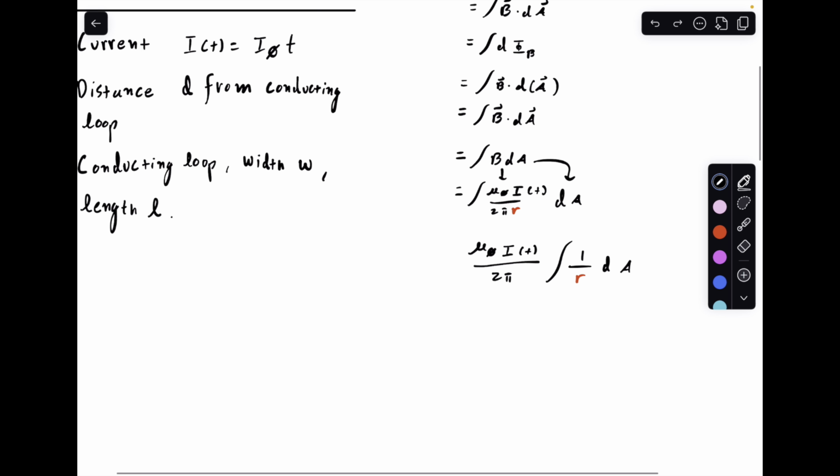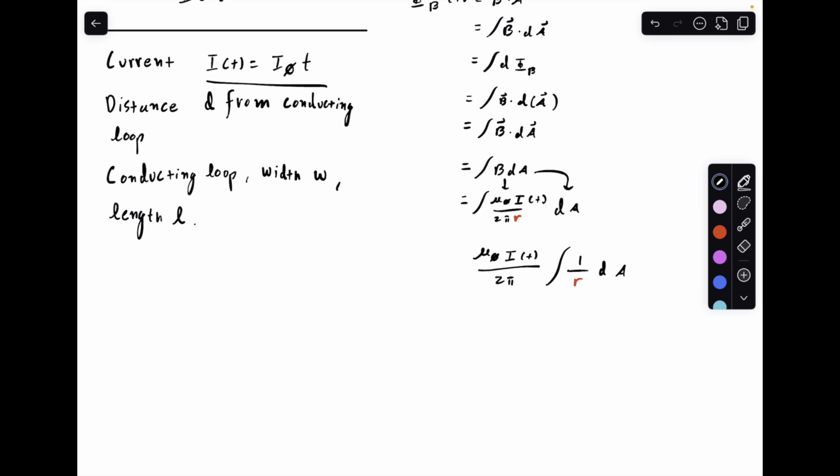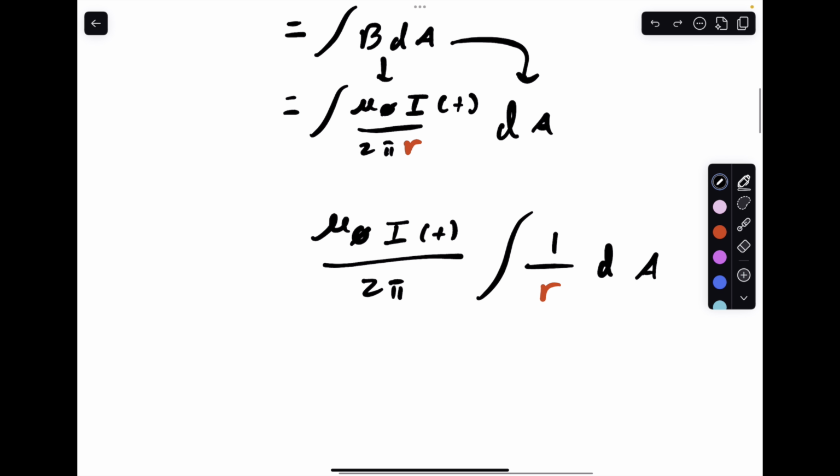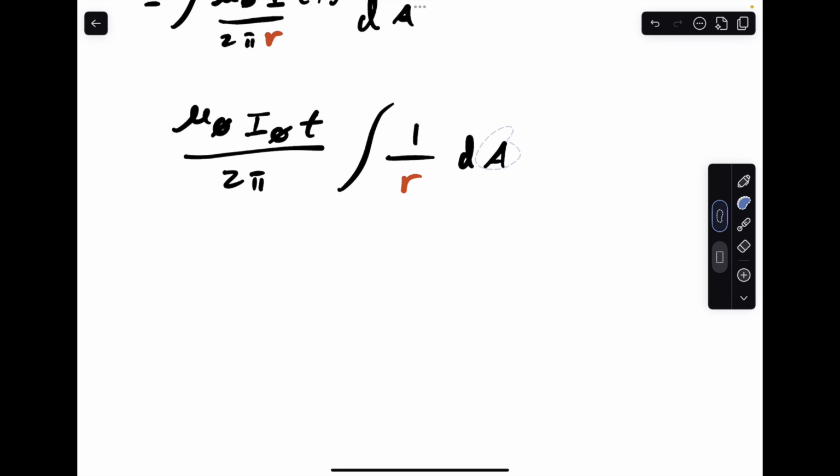So now I'm going to do one small little thing. This current was given to us as an expression, I naught of t. I'm just going to sub that in here and say I of t is I naught t, and now I get this expression. So now this right-hand side is what I need to worry about.